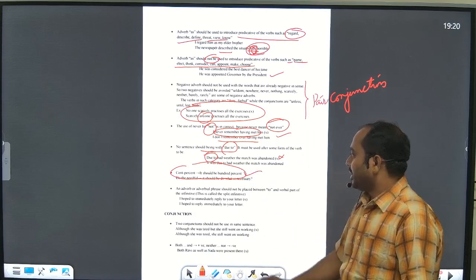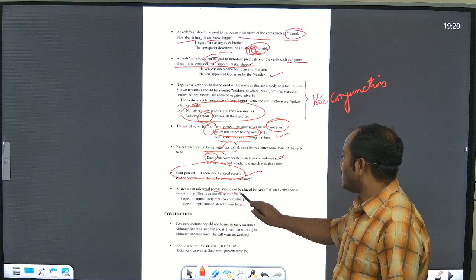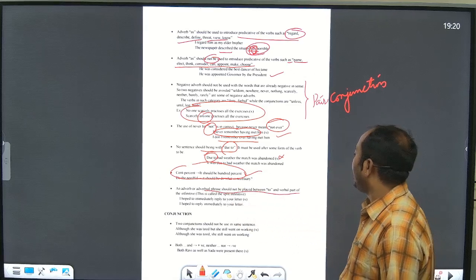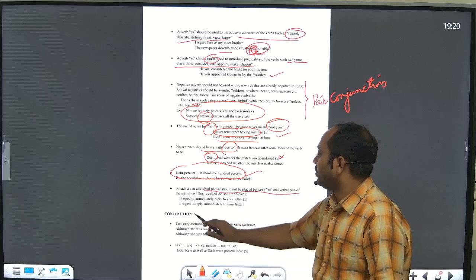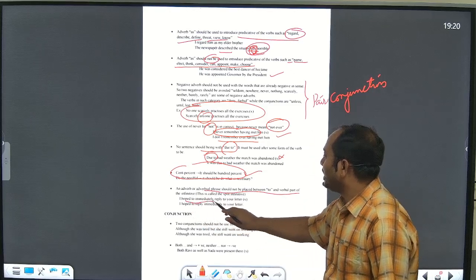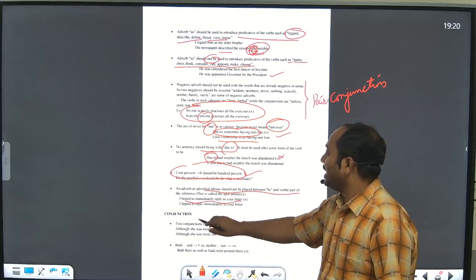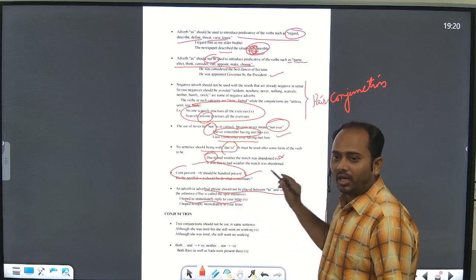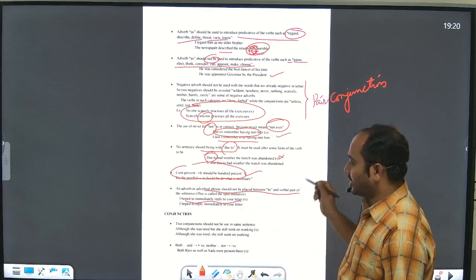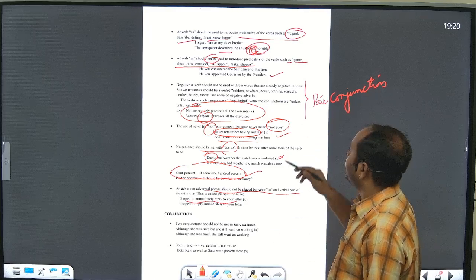And next, an adverb or adverbial phrase should not be placed between to and the verbal part of the infinitive. I hoped to immediately reply to a letter. It is wrong. I hoped to reply immediately. The order of adverbs, DMPT structure. So this is all about the adverbs.